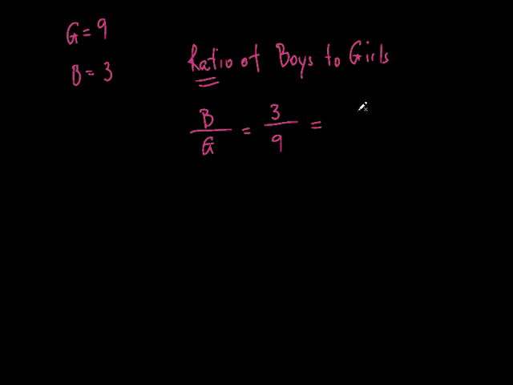What does this reduce to? 1 to 3, right? So if I asked you what the ratio of boys to girls was in this class, when there's 9 girls and 3 boys, it would be 1 to 3. Now, does that mean there's only 1 boy and 3 girls in here? No, it means what? That's right.